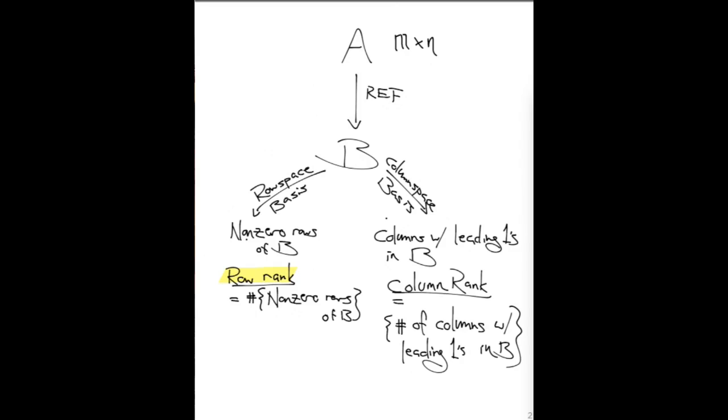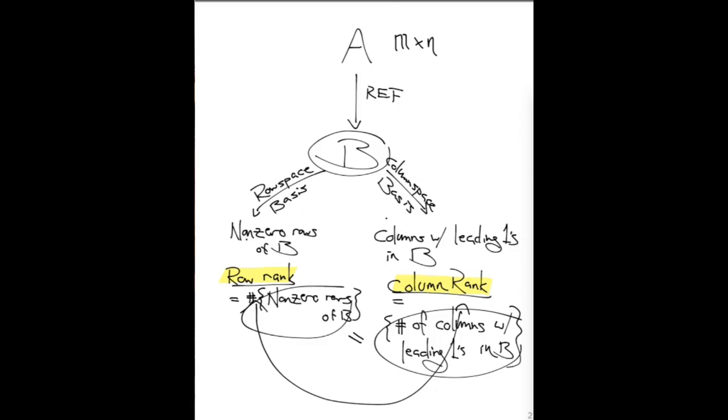But let's remember now a key observation we made earlier. If B is in row echelon form, then for any matrix in row echelon form, the number of non-zero rows is always equal to the number of columns with leading ones. These numbers are always equal, and therefore the row rank is always equal to the column rank. And this is true for any matrix A. You can calculate the row rank and calculate the column rank, and those will always be the same number.